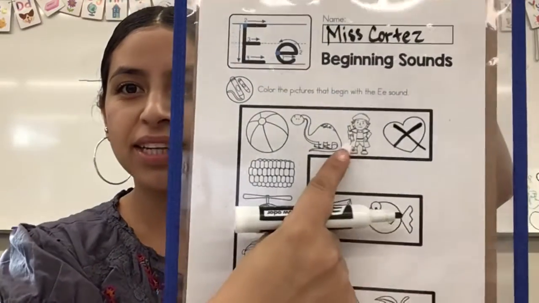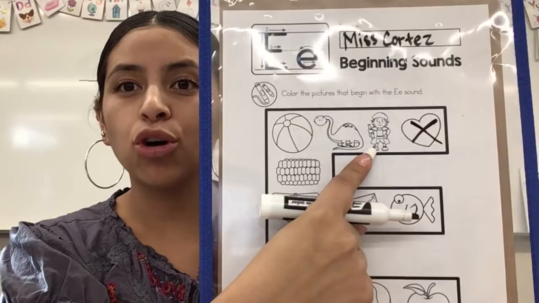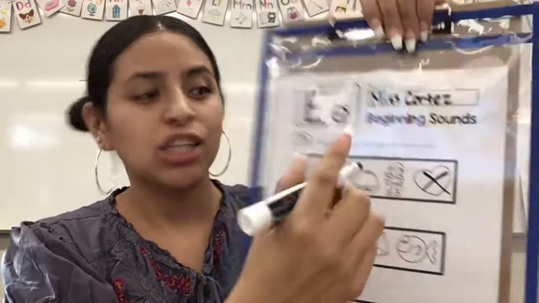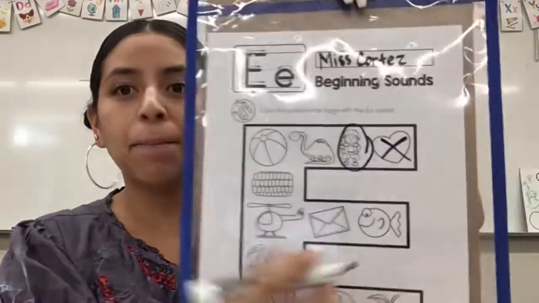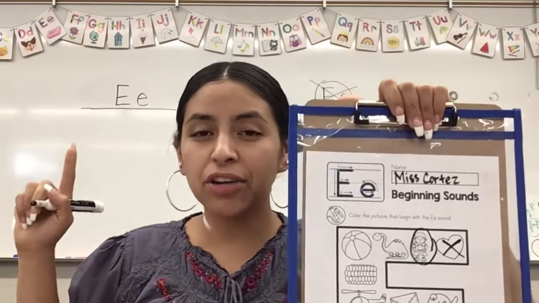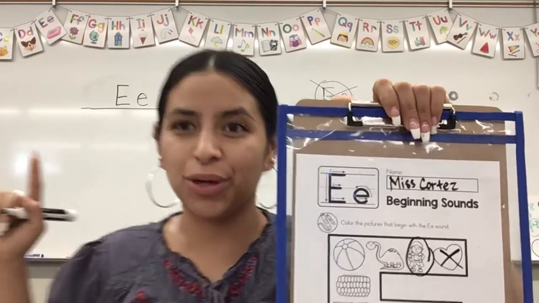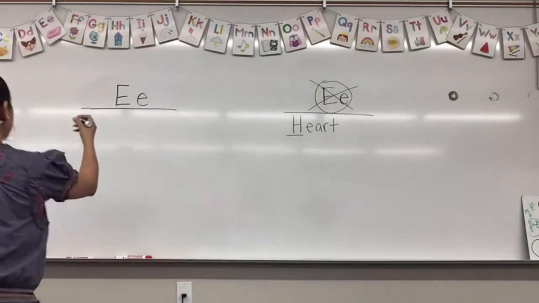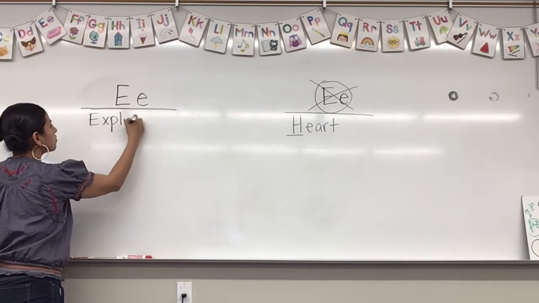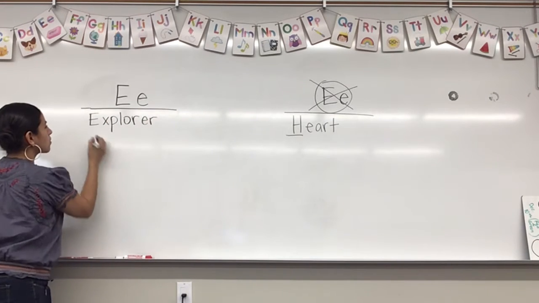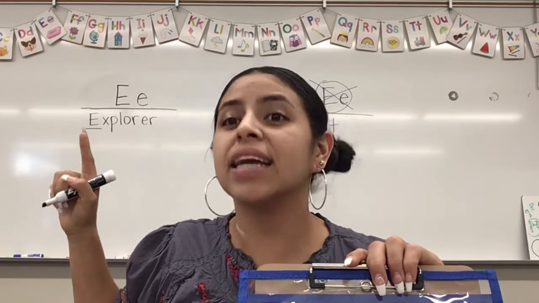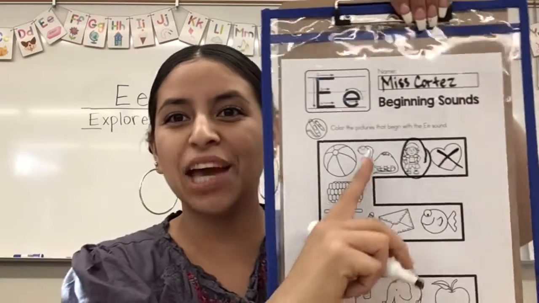All right, next word. This is an explorer. An explorer, that does begin with the letter E. So I'm gonna circle it on my side, but I want you to circle and color your explorer. And while you're coloring, I'm gonna write our word explorer on the board. I underlined the letter E in explorer so you can see that it does begin with the letter E.